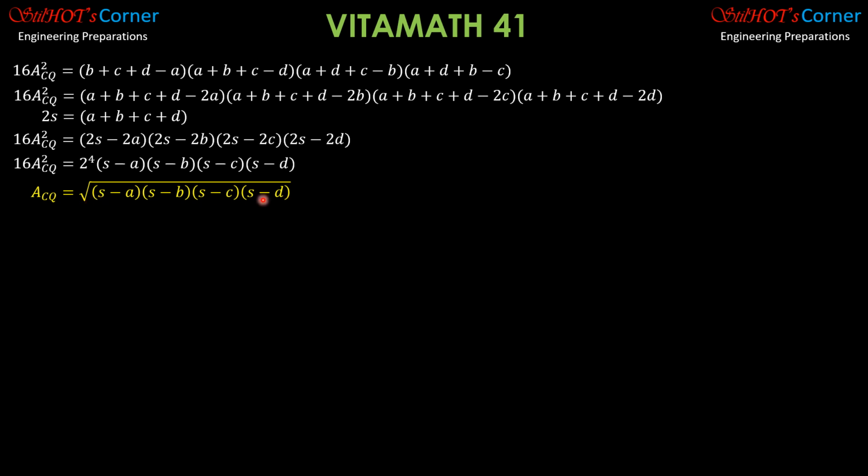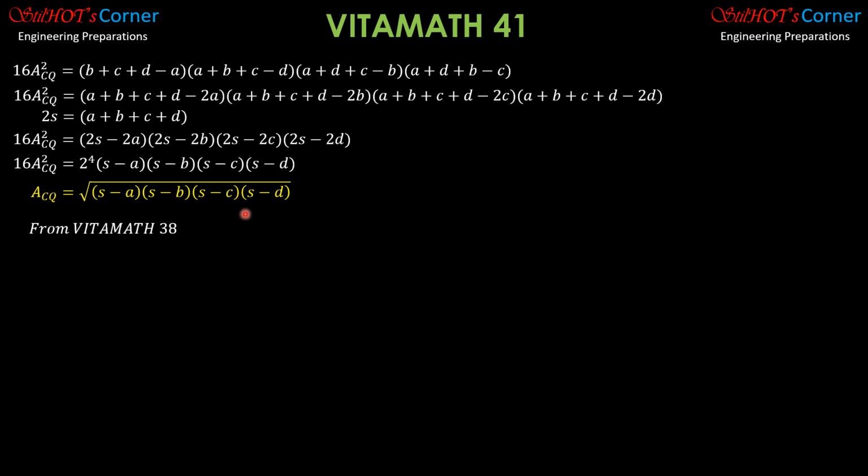And I hope that you can easily recall it. This is the Heron's formula for triangle, but this is the area of cyclic quadrilateral. So from Vitamath 38 to 40, which we solve also by other methods, but it was only sides A and B that were given and the radius or the diameter of the circumscribing circle.